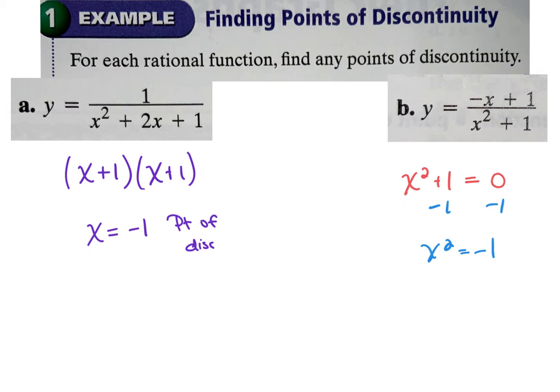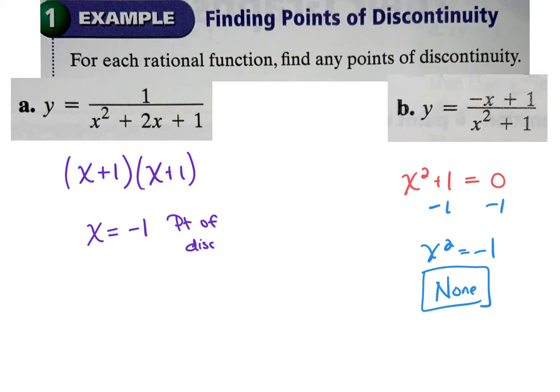And you'll notice that it says it's not a real value, so there is no point of discontinuity here. So none. We have no points of discontinuity here. None. That is going to be a continuous graph. We're not going to have a problem because I can never make that denominator 0. Ever. You can put whatever number you want there. It will never, ever be 0 in the real number world.